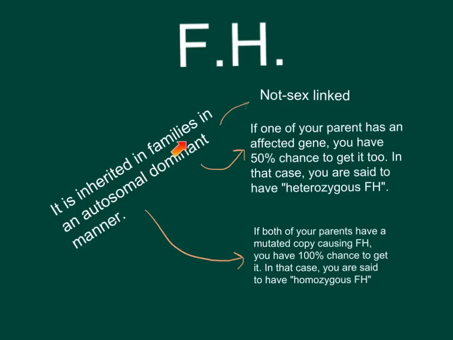FH is inherited in families in an autosomal dominant manner, which means that it is not sex-linked, and if one of your parents has an affected gene, you have 50% chance to get it too. In that case, you are said to have heterozygous FH. And if both of your parents have a mutated copy causing FH, you have 100% chance to get it. In that case, you are said to have homozygous FH.